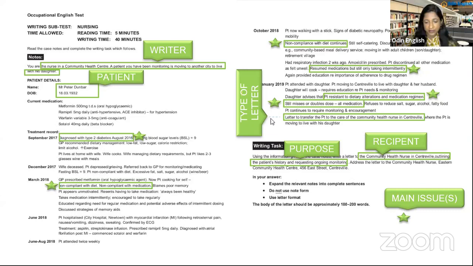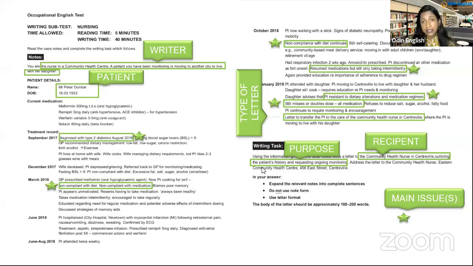The recipient is a community health nurse at Centerville. Centerville is the area wherein the patient's daughter lives. The patient is moving to Centerville. So you're writing to the community nurse of Centerville. And the purpose is two things: to outline the patient's history, as well as to request ongoing care.